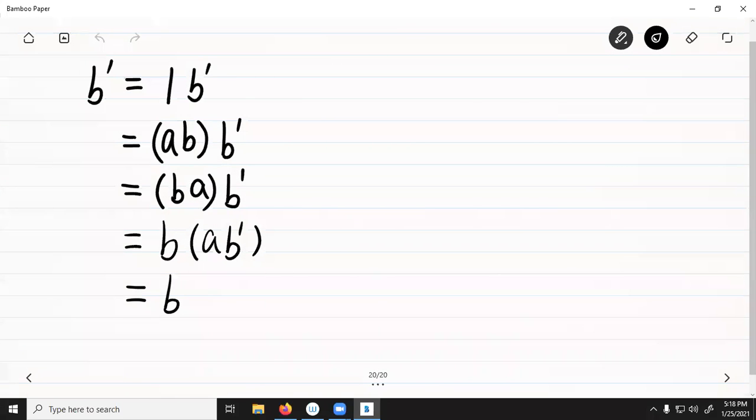So this would be B times 1. So B times 1 equals B. So we proved that this B prime is equal to B. So we have no other choice. If you have another multiplicative inverse, we prove that the other one must be the one you already have, which is B. Okay, so this is the end of the proof.